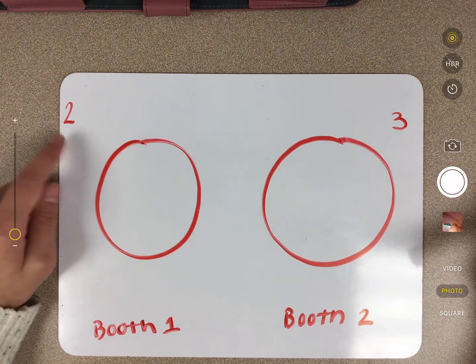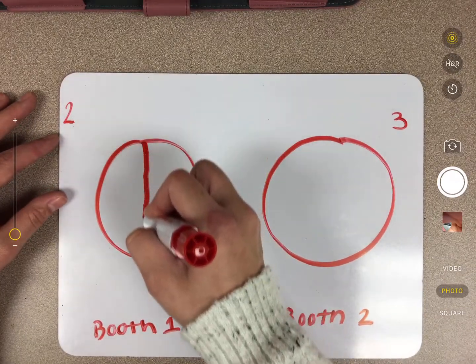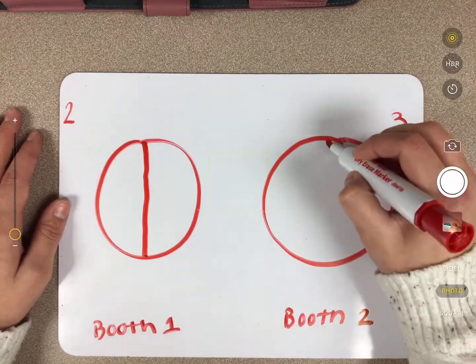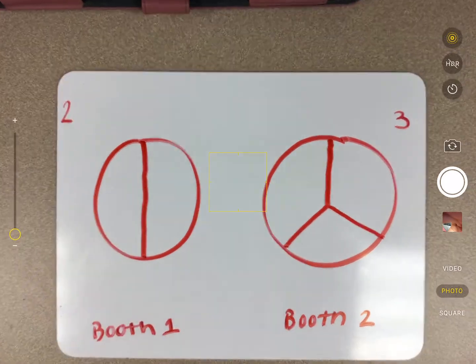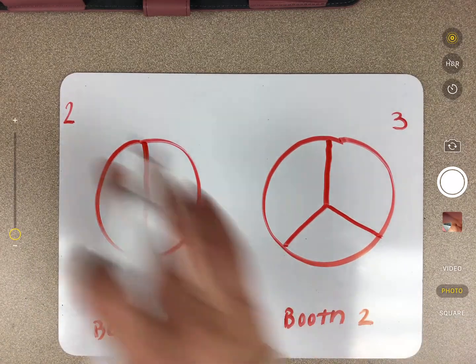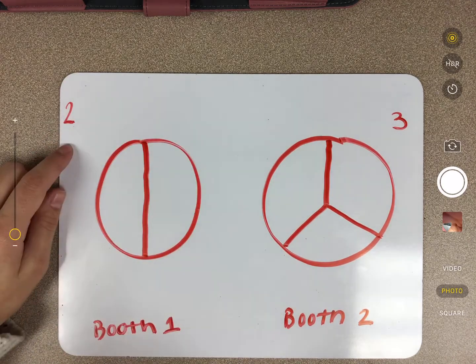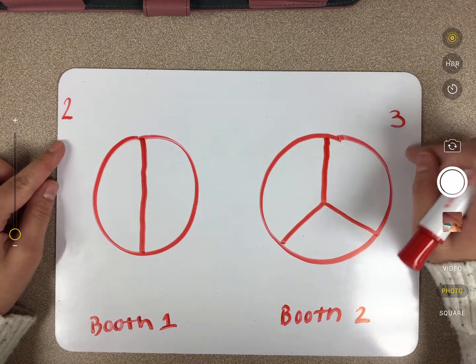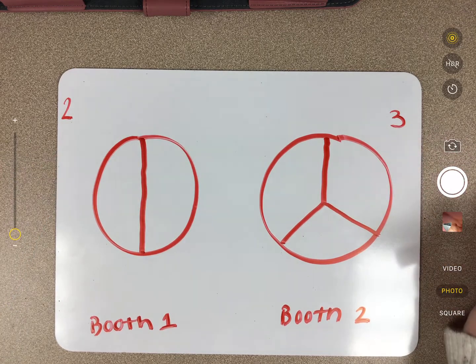So this pizza is divided into 2 parts right now because there's 2 friends at the booth. This pizza is divided into 3 parts right now because there's 3 friends at this booth. Now, if Kara joins this booth, that means there will be 3 kids at this booth. If she joins this booth, that means there will be 4 friends at this booth. So, which booth should she join to get the larger pieces of pizza?